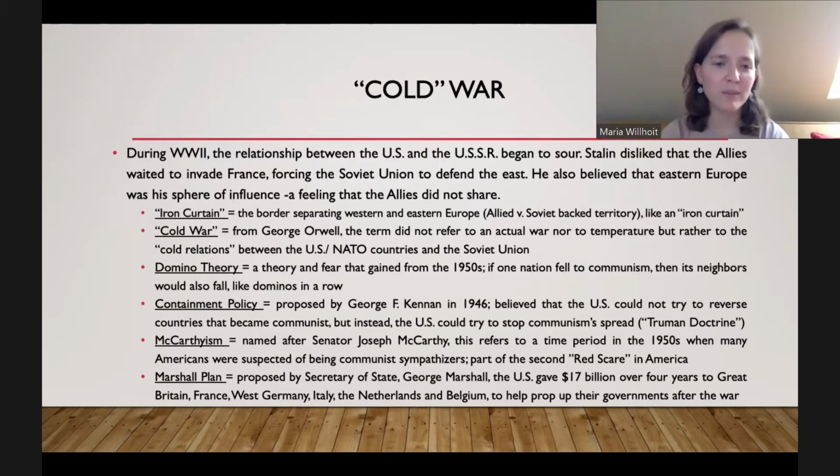And some of the famous terms that you may or may not have heard of. First of all, we have the term Iron Curtain. This was not originally from Churchill, but he quoted it, and it's become associated with him. And the Iron Curtain was just a term to mean the border that separates Eastern and Western Europe between Soviet backed territory and Allied backed territory.